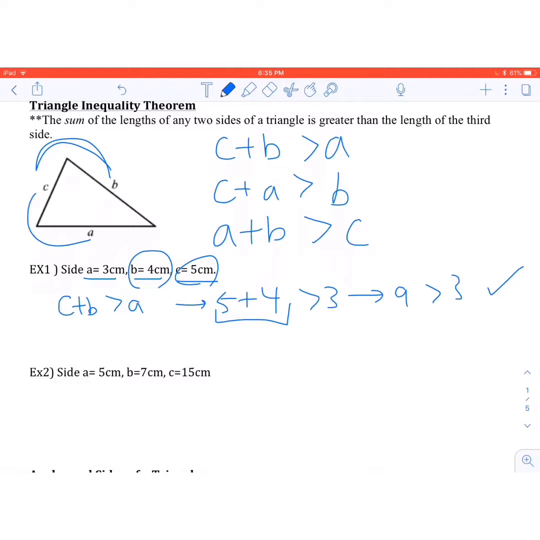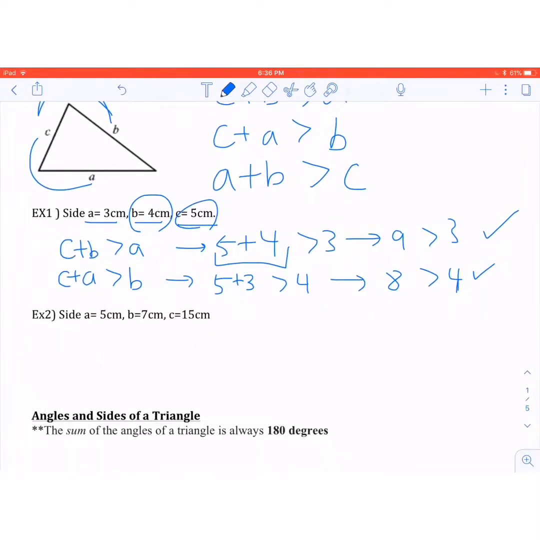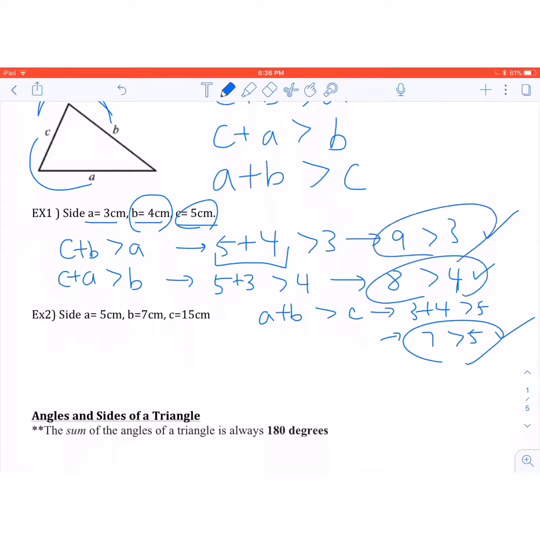So let's check C plus A is greater than B. 5 plus 3 is greater than 4, which says 8 is greater than 4. That is also correct. Last one, let's check one more. A plus B is greater than C. So 3 plus 4 is greater than 5, which means 7 is greater than 5. That is also correct. If you're able to say yes, yes, yes for all three, then we can say it is a triangle.